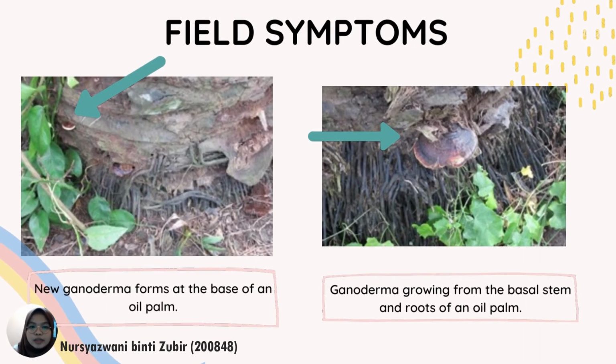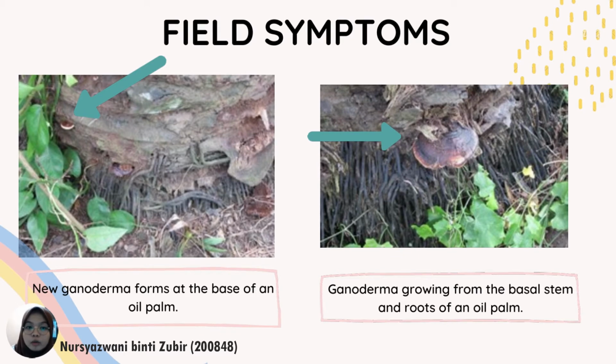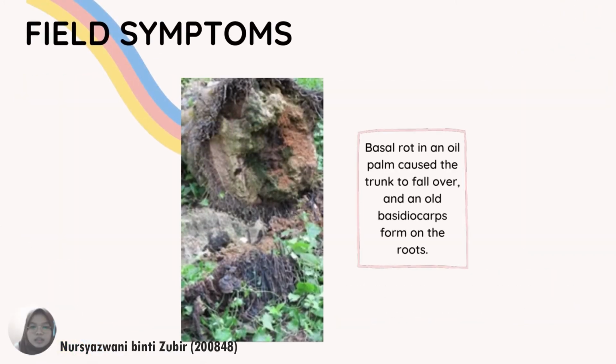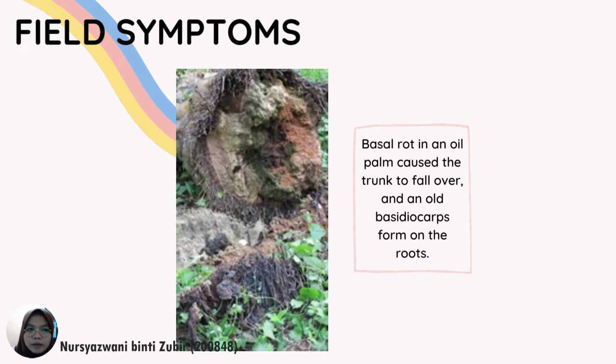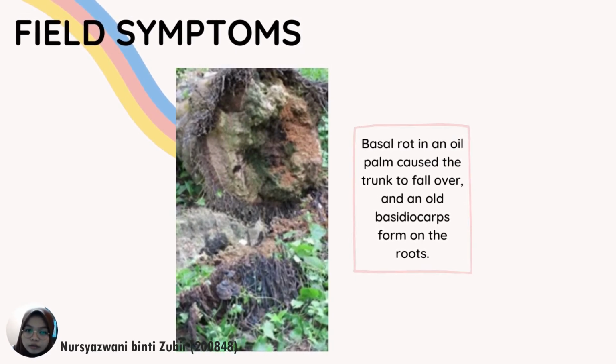And then next, we can see the new Ganoderma fruiting body starting to form at the base of the oil palm, as shown by the arrow, and its size can go up to 6 cm or above. The color is brown on the top and white on the bottom. Later, the basal rot in oil palm can cause the trunk to collapse, and the basidial cup will form on the roots.